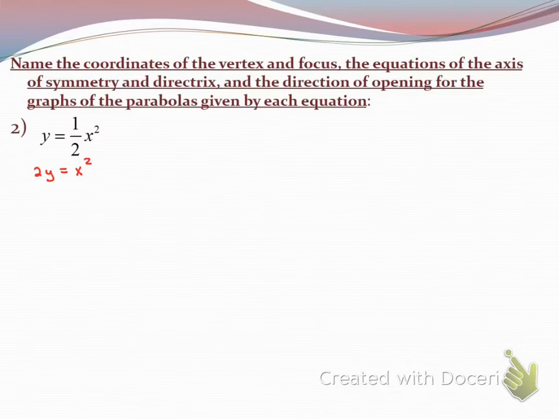So what's our vertex, guys? Our vertex would be 0, 0. It opens up. The axis of symmetry would be a vertical line, so it would be x equals 0. And now we've got to do the focus and the directrix. Okay, here we go. 4p is equal to what, guys? 2. 4p equals 2. What's p equal to?